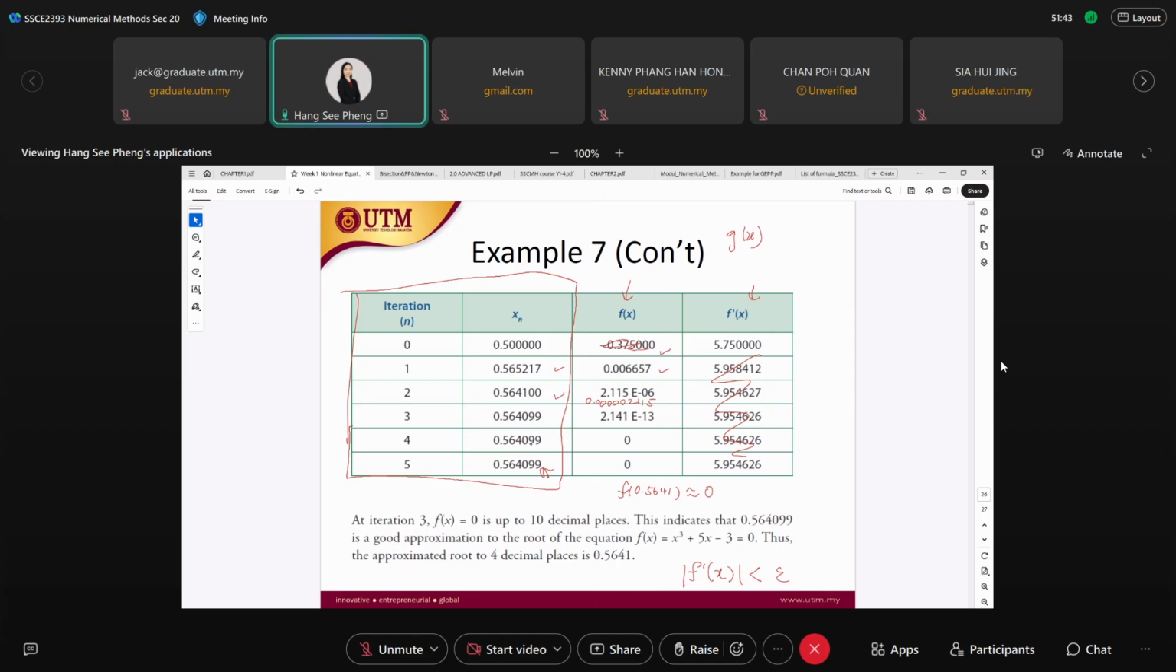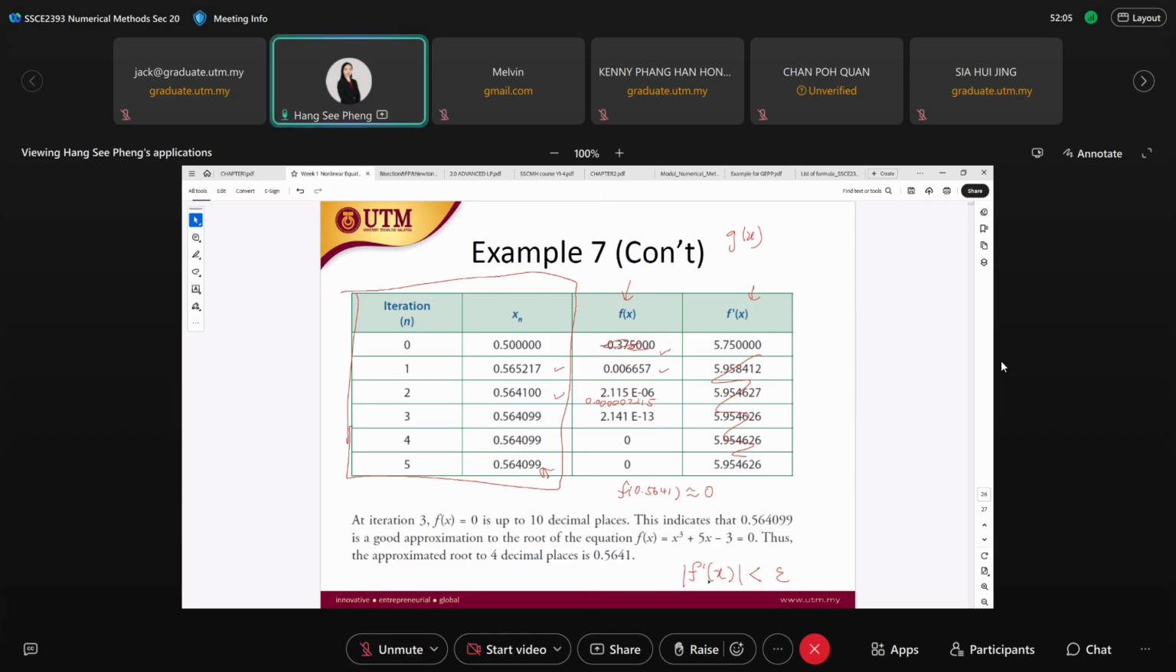Unless we have a lot of time, just focus on these iterations. If you want to do further studies or further investigations about this method, then you can have 2 or 3 or 4 columns to see what the changes are in the x values, f(x) values, and f prime values.